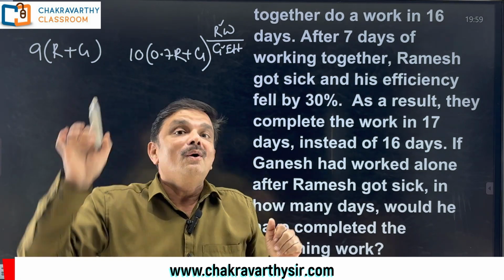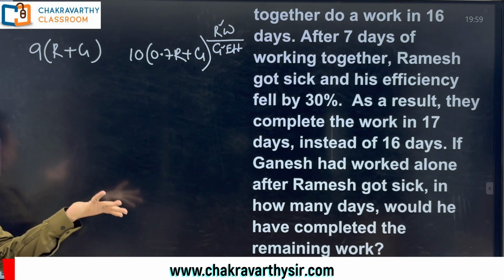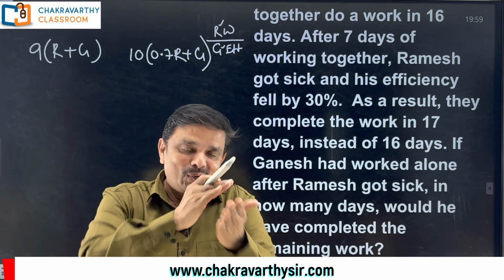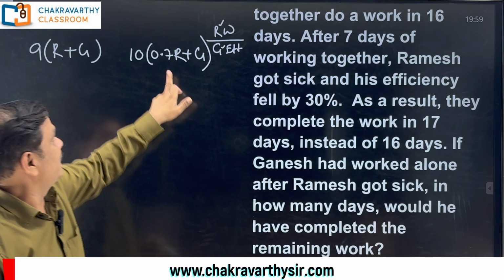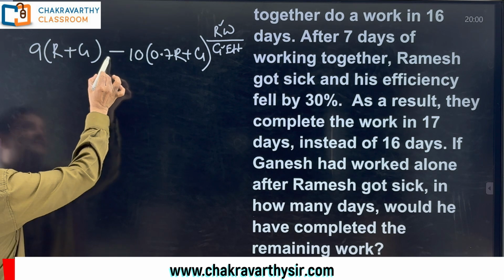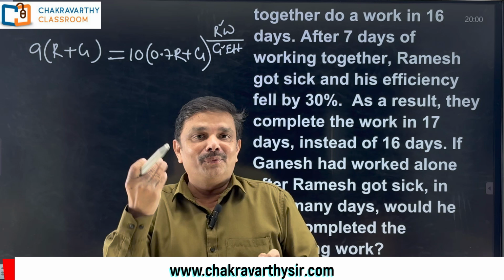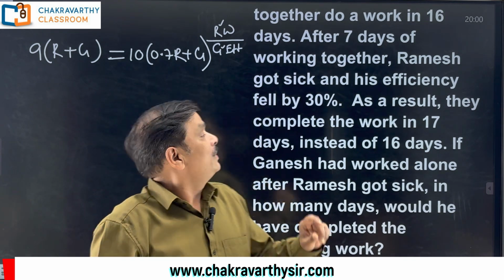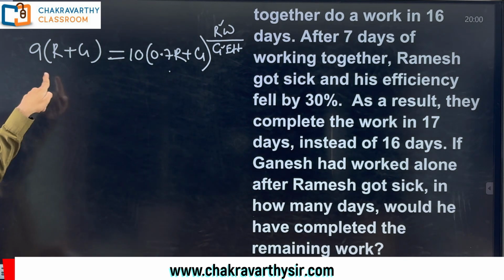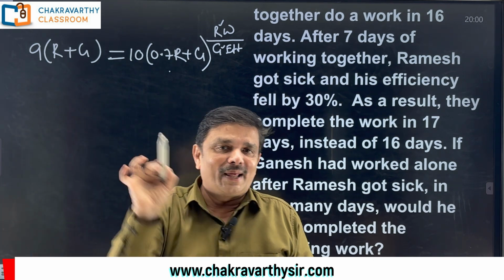completed that work. If Ramesh has not fallen sick, 9-day work into Ramesh plus 9-day work of Ganesh equal to remaining work. That means in both the cases the work is same here and here. So I can equalize these two. How simple this is. So I am playing the game on the remaining work. This and this, in both the cases, the work done is same. That's the reason why I am equalizing the work.